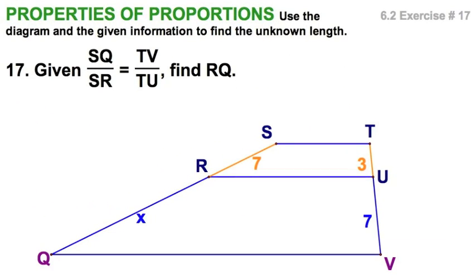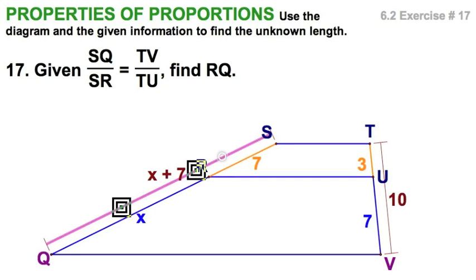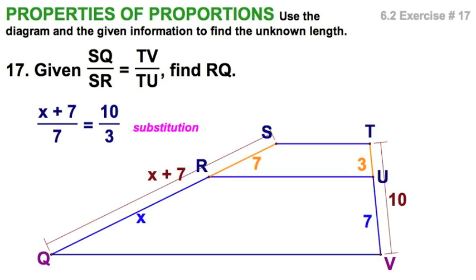Another proportion, another diagram. However, I'm going to have to add a few segments together, specifically right there, because I've got SQ is to SR as TV is to TU. So there's my substitution right there. Now, you could go directly, just go for the gusto and solve it: 3x plus 21 equals 70. That's okay, you can do that. But we're going to be more clever.